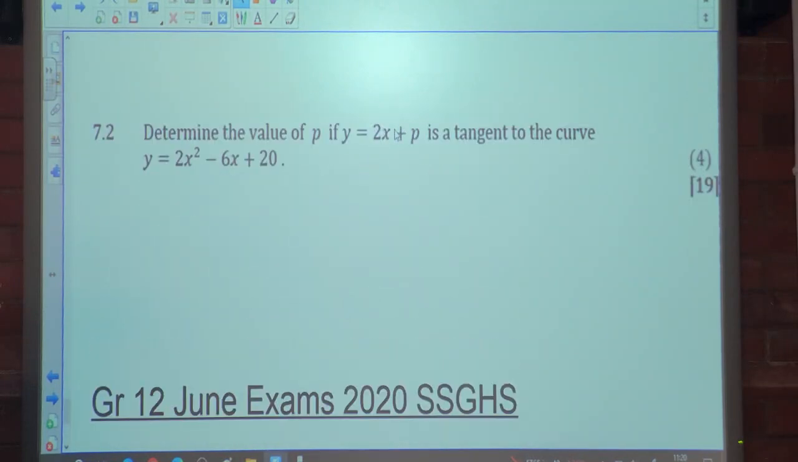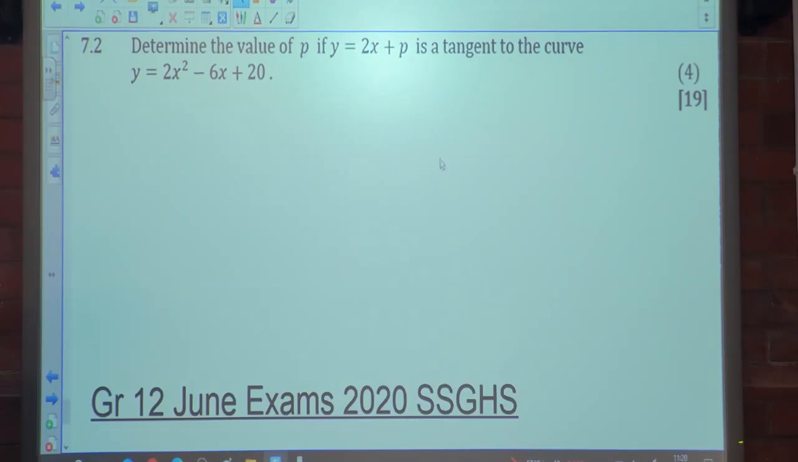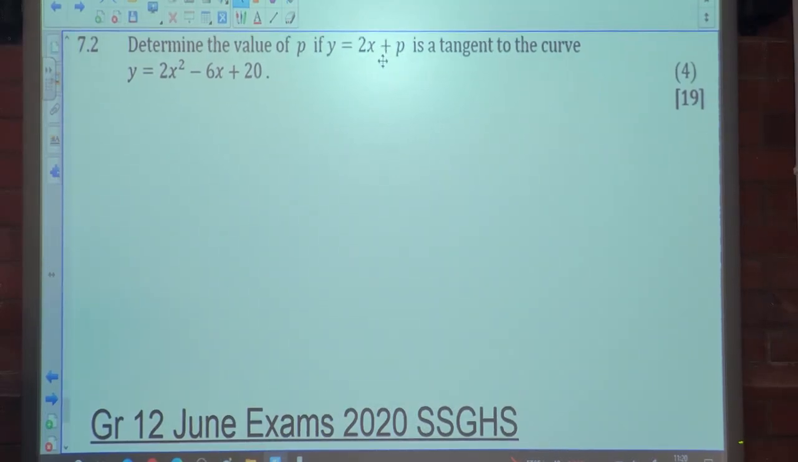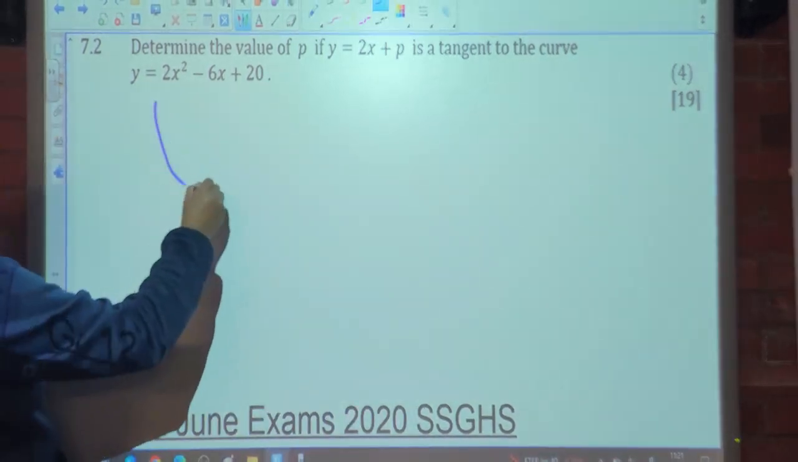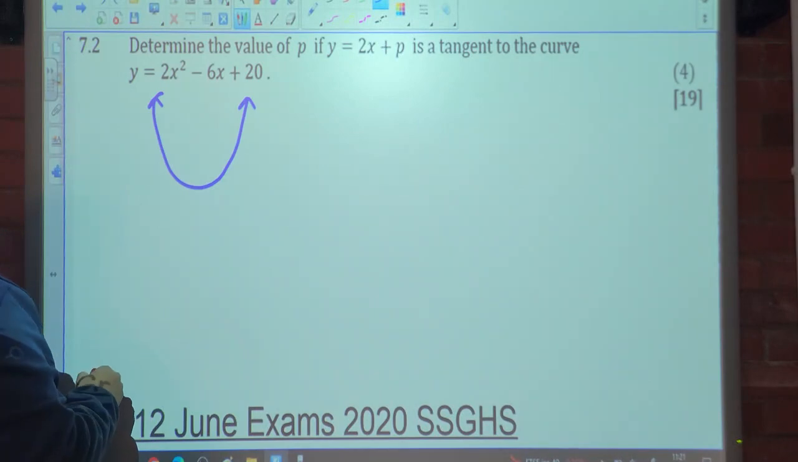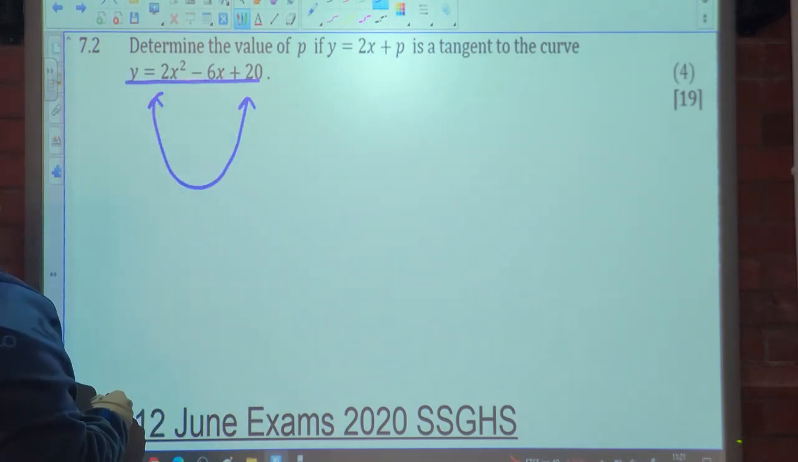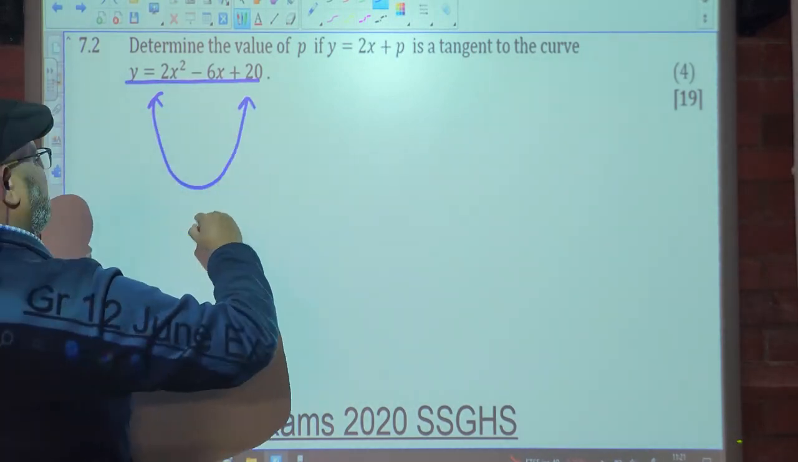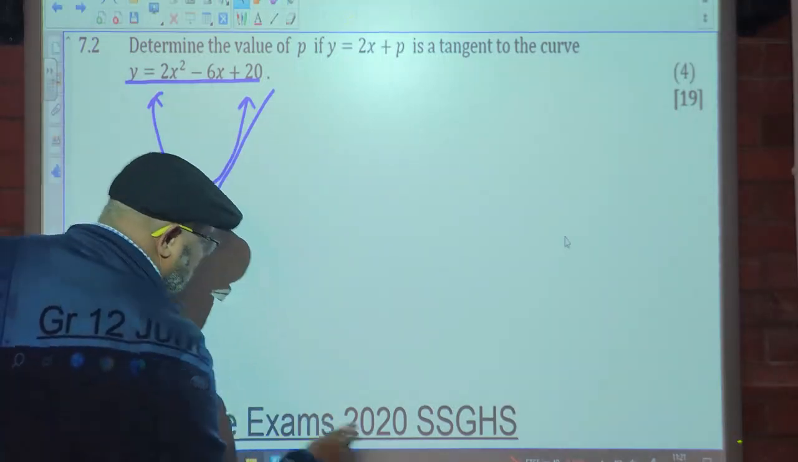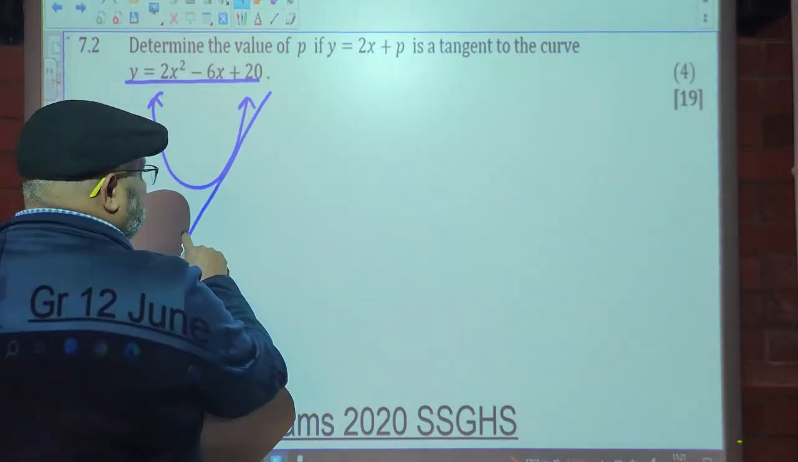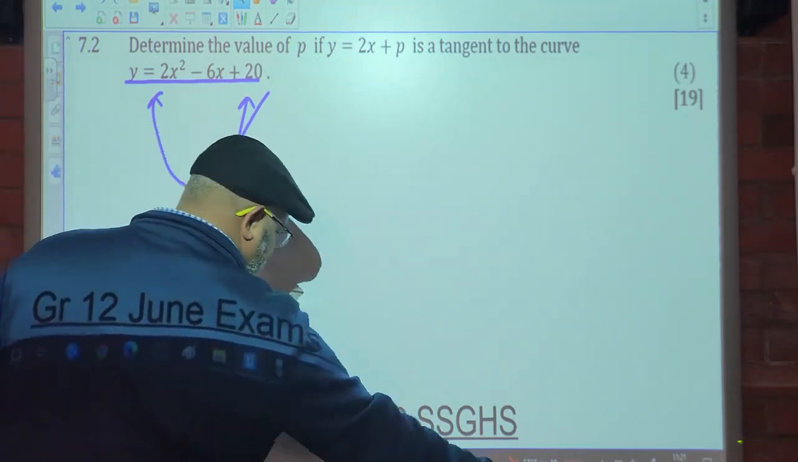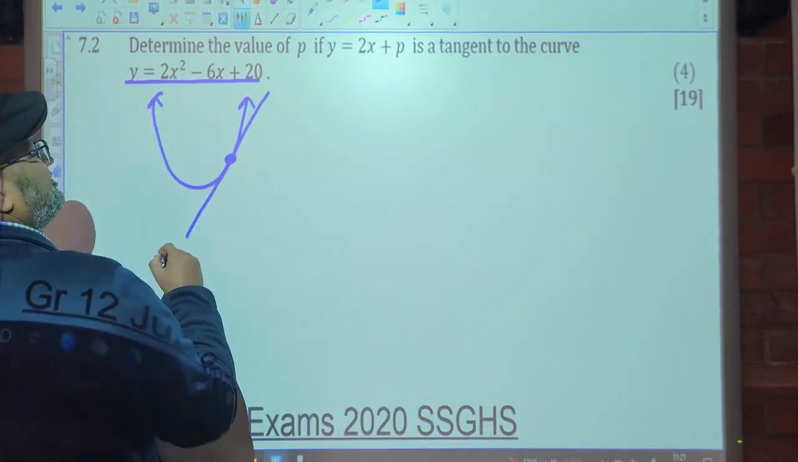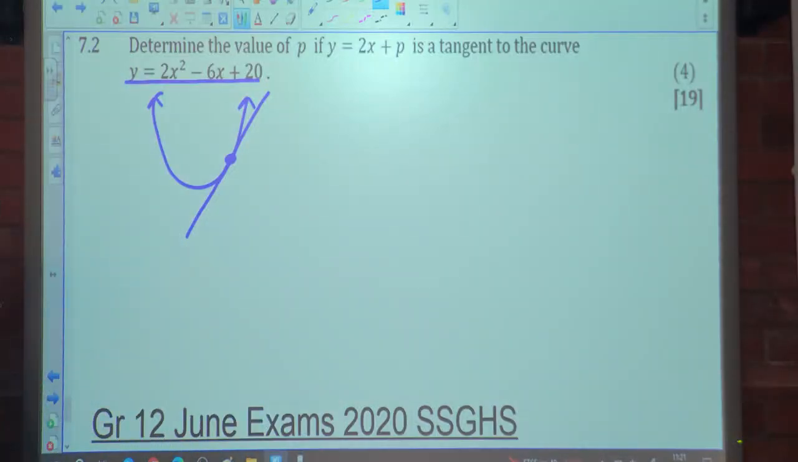Question 7.2, we are told, determine the value of p if y is equal to 2x plus p is a tangent to this curve. So let's give you an idea of what we're looking at. If that is the curve, your parabola, your quadratic function, and we have a positive gradient. So this is what we have. We don't have that point of contact.